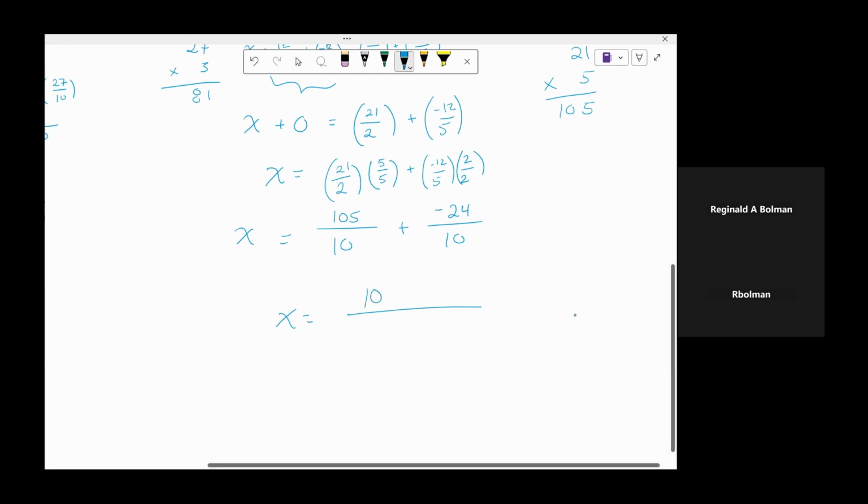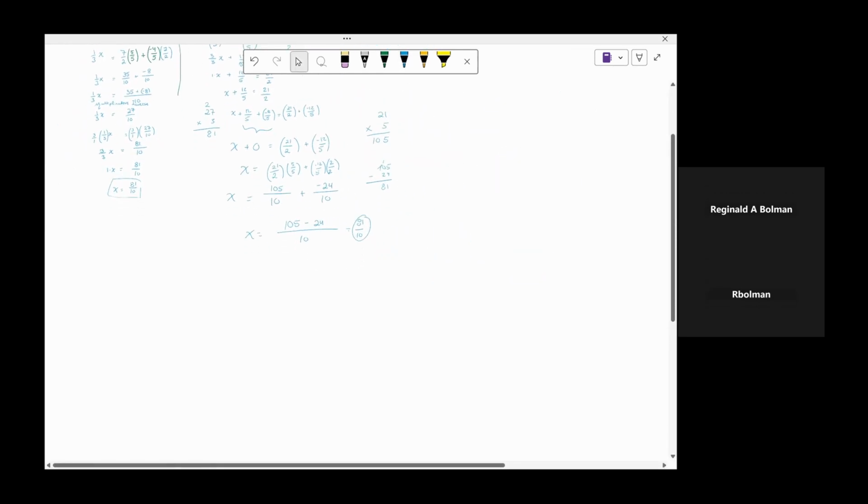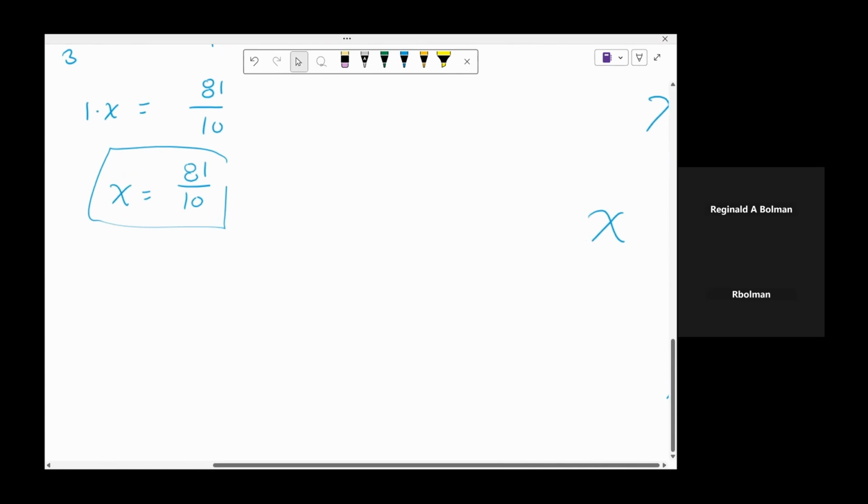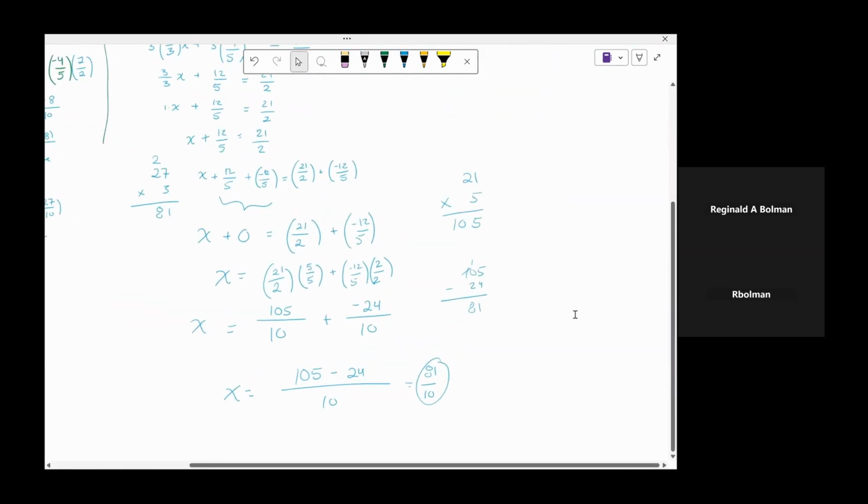Now note what's going to happen. You've got 105 minus 24 all over 10. Go to the side of your page. You're going to take 105 and subtract 24 from it. Go ahead and borrow a 10. 10 minus 2 gives you 8, right? 5 minus 4 gives you 1. So we are indeed going to obtain the same answer we had before, which was 81 over 10.